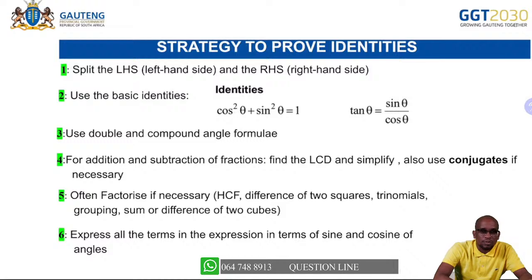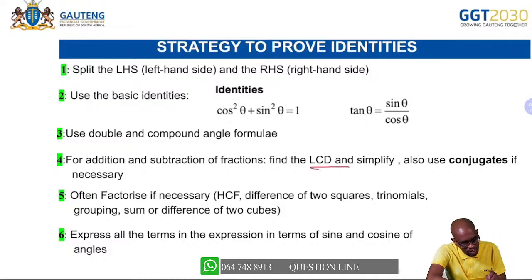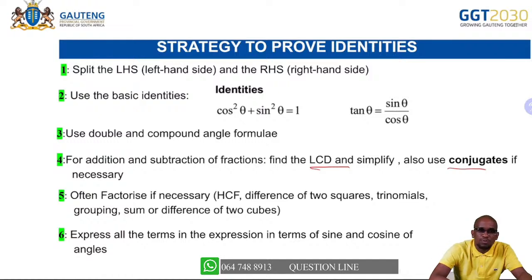What is the strategy in terms of proving identities? You split the left-hand side and the right-hand side. And then you use the basic identity, cos squared of theta plus sine squared of theta is 1. And you use the other basic identity, tan of theta is the sine of theta divided by the cosine of theta. And then from there you use double and compound angle formulae. That's important. For addition and subtraction of fractions, use the LCD as well as the conjugates. We spoke lengthily about the conjugates last week.